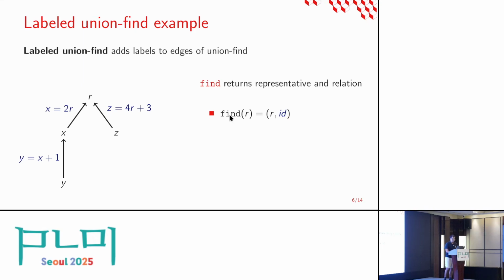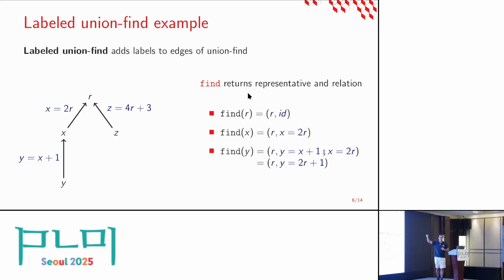So if you call it on an element that has no parent, like R, you return R via the identity relation. And if you call it on any other element, you just follow the arrows to the parent, composing relations as you go, and return that. One key feature for performance in union find and in labeled union find is that whenever you do more than one composition, you can perform path compression, where you change the pointer from Y to point directly to the representative. That way you flatten your structure, and any subsequent calls to find will be much faster.